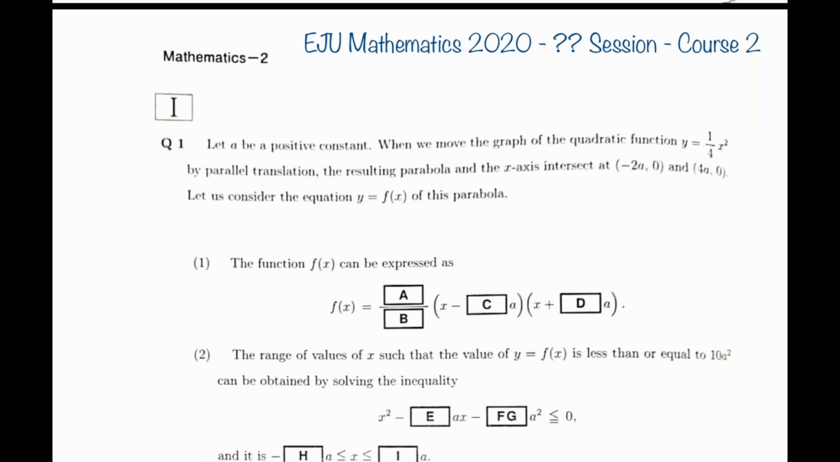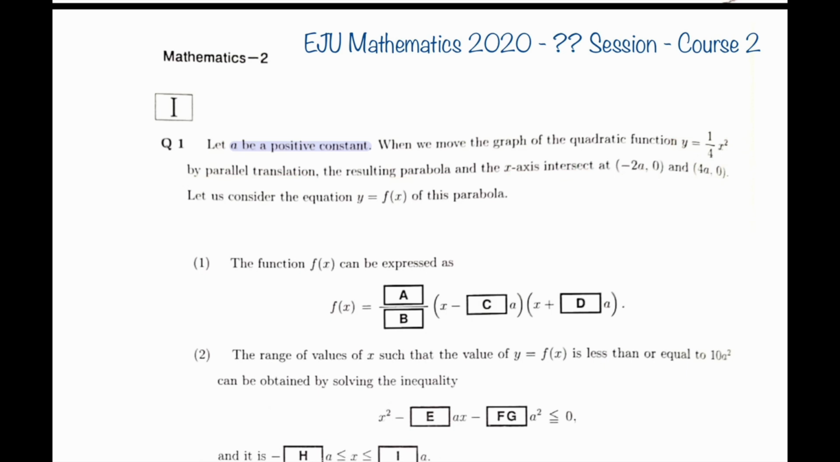Okay? In this question, we have a quadratic function y equals 1 over 4 x squared, and let a be a positive constant. You need to remember that a is a positive constant. When we move the graph of this quadratic function by parallel translation, the resulting parabola and the x-axis intersect at (-2a, 0) and (4a, 0).